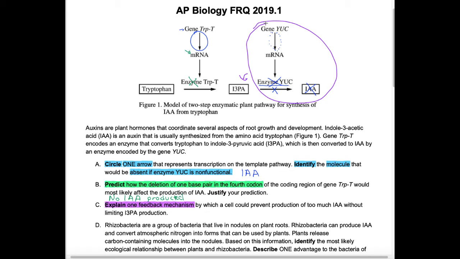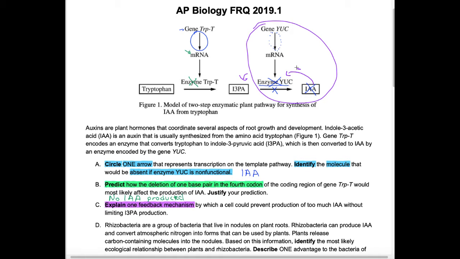Therefore, typically when we have a regulatory mechanism in place where we see that a molecule like IAA is limited in its production, it's because of negative feedback. So I would first identify that the feedback mechanism is going to be a negative feedback mechanism, and that the product itself, IAA, could be doing a couple different things. It could be negatively regulating the enzyme activity of YUC. So IAA could be a competitive or an allosteric inhibitor of enzyme YUC.